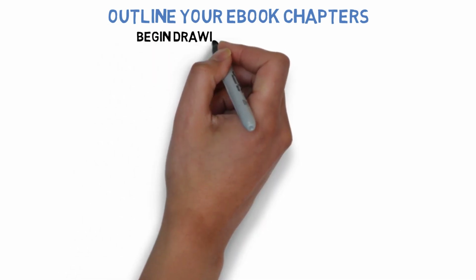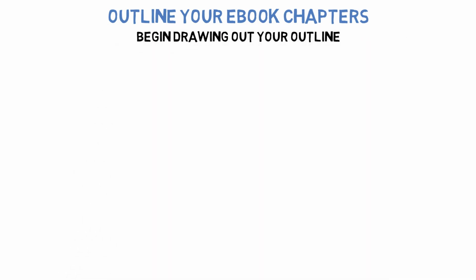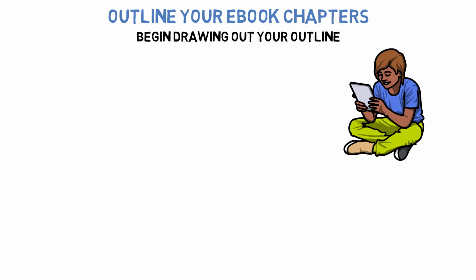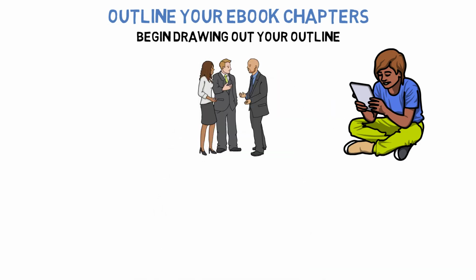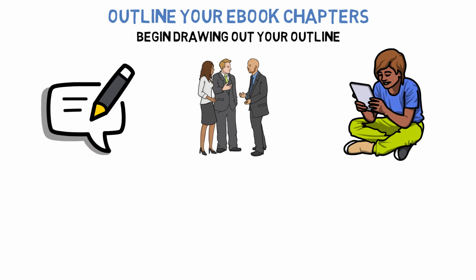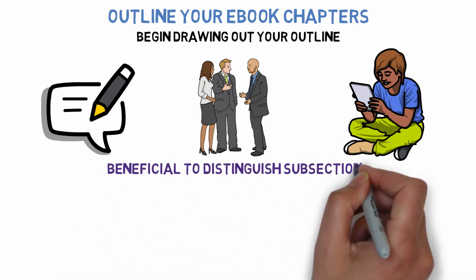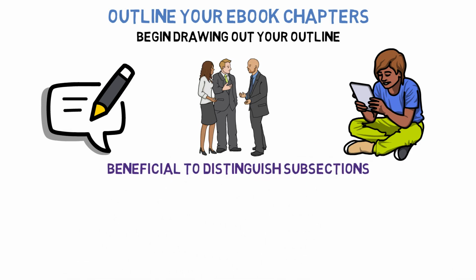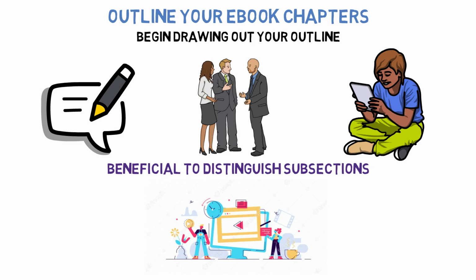Outline your ebook chapters. After you've chosen a topic, begin drawing out your outline. Consider your ebook to be a short course on your subject that is designed for people with a basic to intermediate level of expertise in it. Make a list of chapter titles for your outline to define what each section will include. It might be beneficial to distinguish subsections to ensure that you cover all essential information. A more thorough outline also aids writers and editors who work on your book in understanding your meaning.